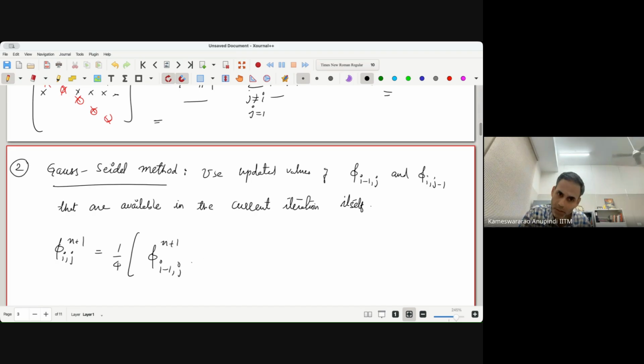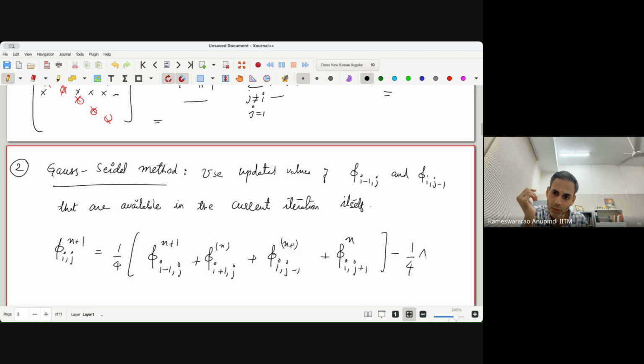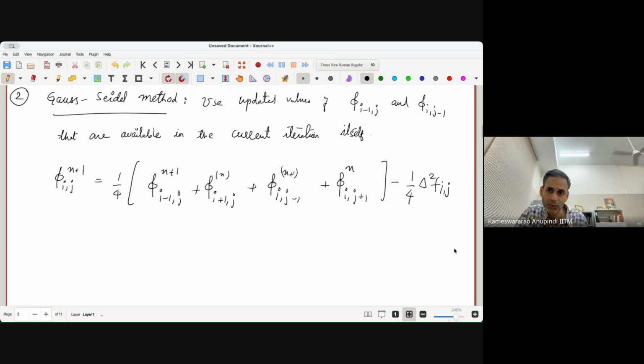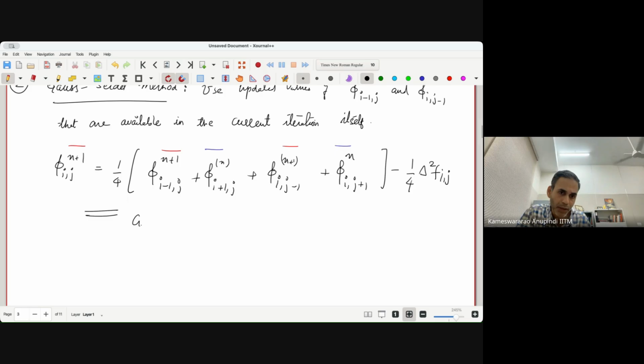at n+1 plus phi i plus 1, j at n, because this is not yet updated, plus phi i, j minus 1 at n+1, this is already updated, plus phi i, j plus 1, this is to the top above us, this is still available as the old value, minus 1/4 del square Fij. Okay. So use these updated values. So that means now you can see there is a difference when we want to calculate this. We're using n+1 for the left and the bottom, and then we are using n and n for the right and the top. Okay, because they are not yet updated. So this is basically going to be the equation for running the Gauss-Seidel method.